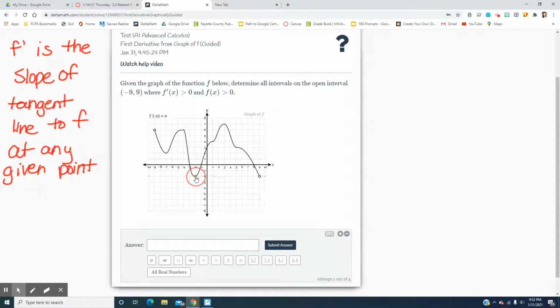And now f prime is 0. The graph changes to increasing, and the f prime numbers, which I'm looking at right here, are positive. They remain positive, even though they get really close to 0, until the graph of f starts to decrease. And once the graph of f starts to decrease, then those derivative values become negative.